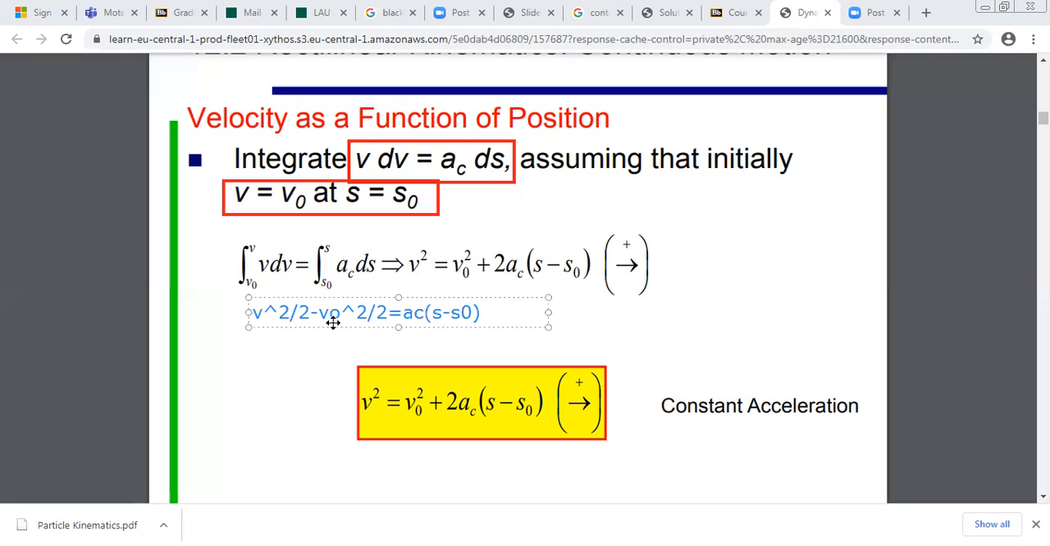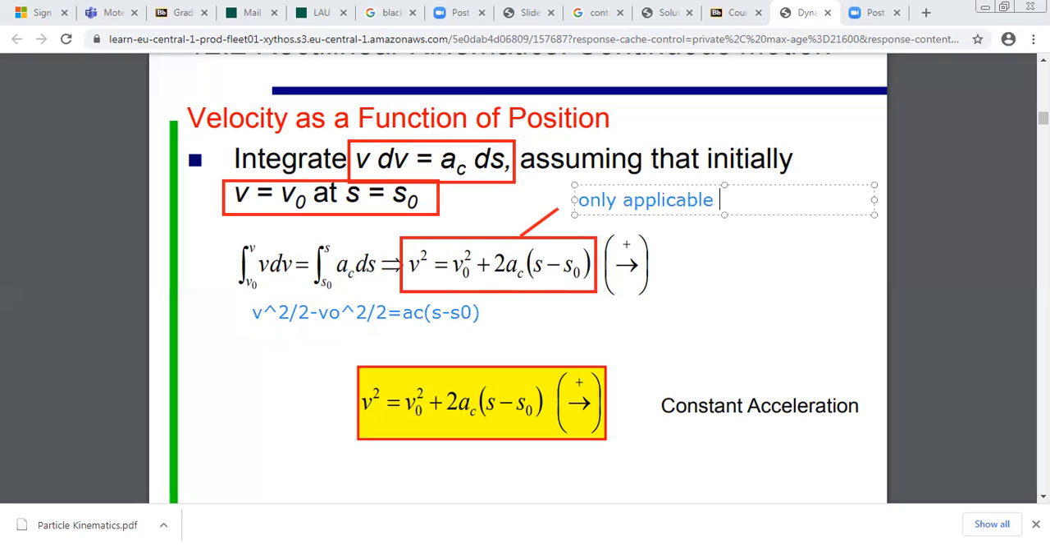Okay? So now, if you take 2 to the other side, and then you take plus v0 square, you get the following relation: v square equals v0 square plus 2 times AC times delta s. Please don't make the error. If AC is not constant, you can never use this relation. This relation is only applicable, because a lot of students make the error that even if A is not constant, they apply the relation.